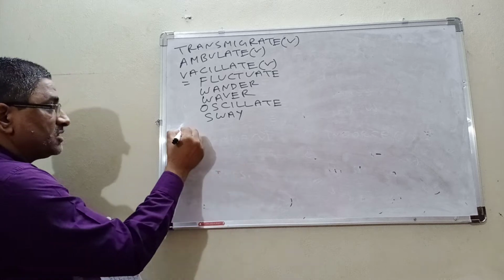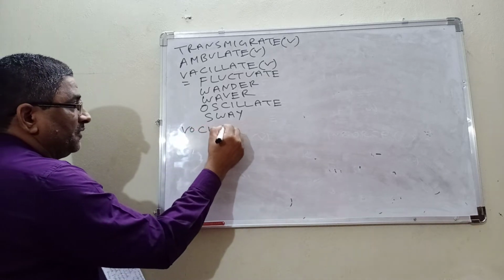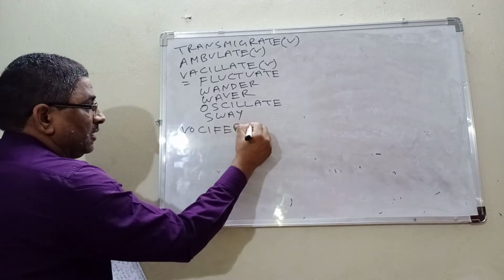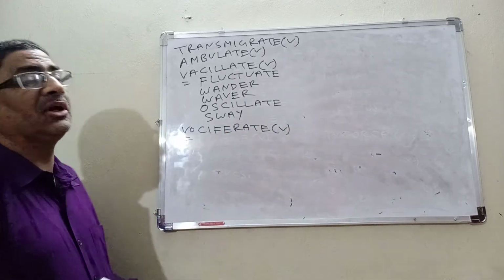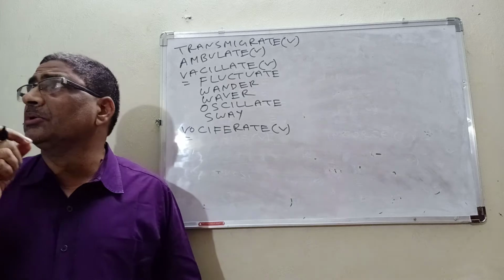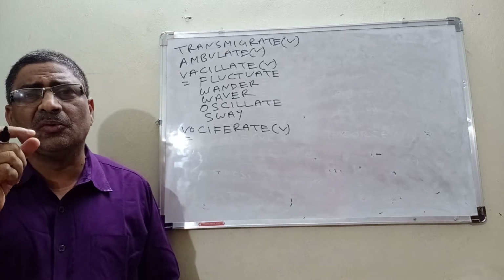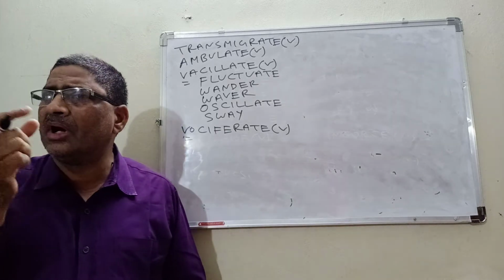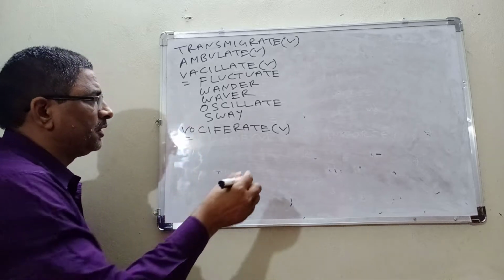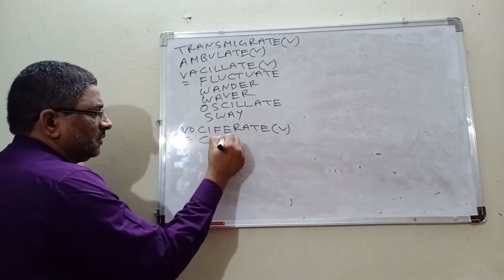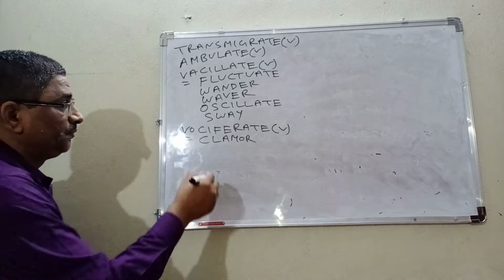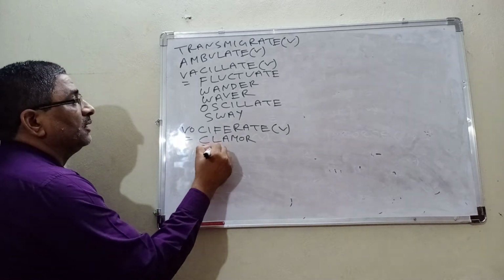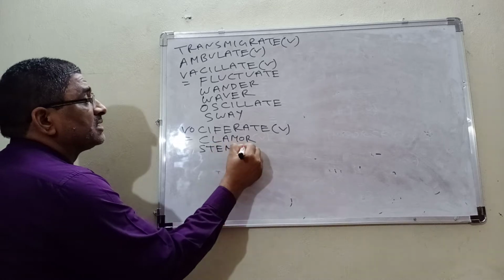Next word, vociferate, V-O-C-I-F-E-R-A-T-E, vociferate. What is the meaning of vociferate? To shout loudly, to make a big sound. That's called vociferate. This word has some important synonyms. I can use a synonym called clamor. You're unnecessarily clamoring. Another word you can write here, stentoriate.